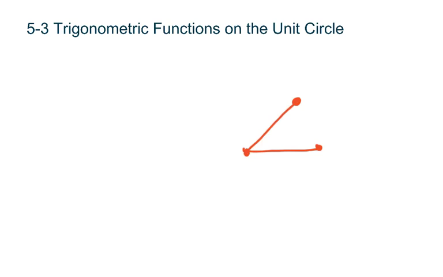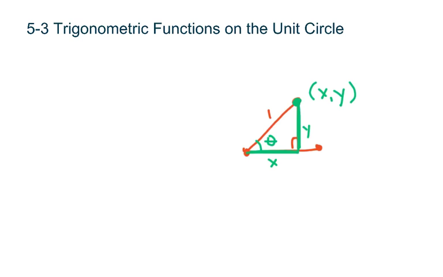So, because this is length 1, if I make myself a nice little right triangle here, then this distance here, we're going to call it x. I don't know how many units long it is, but I know it's on the x-axis. And then this length here, which is parallel to the y-axis, we're going to call it y. So theta will be this angle here. So this point up here would be at the ordered pair x, comma y.